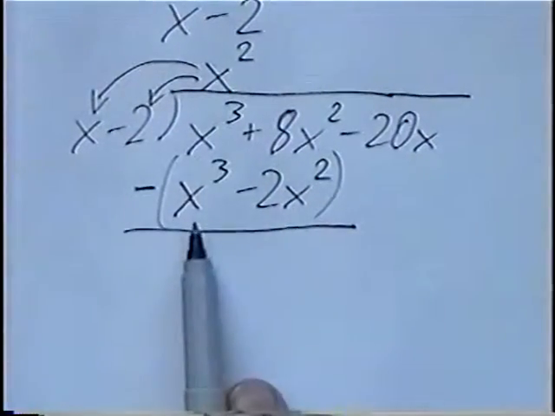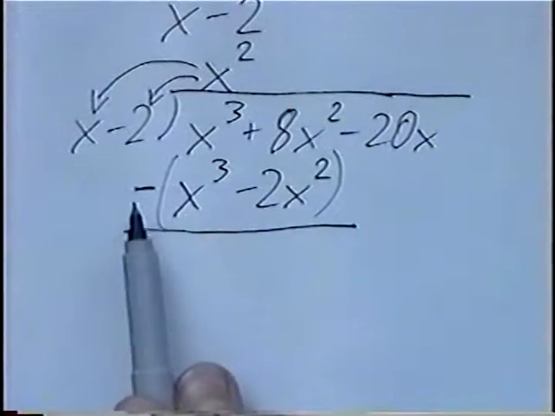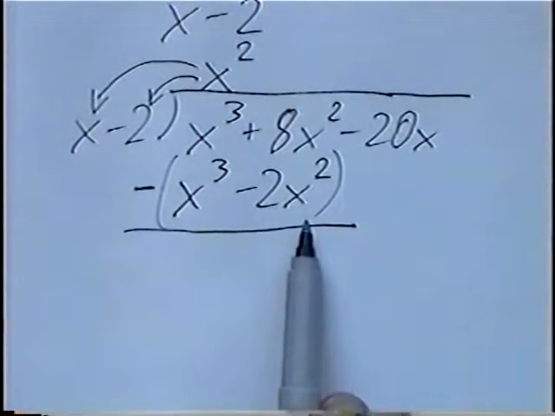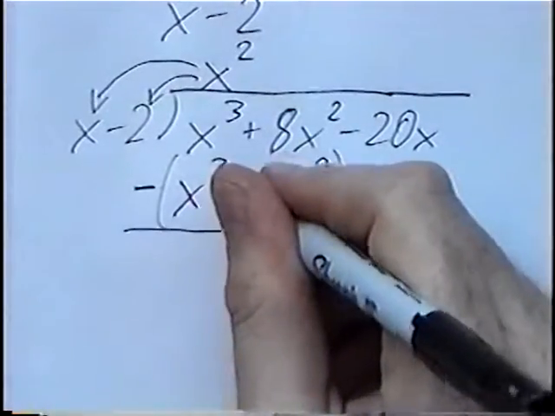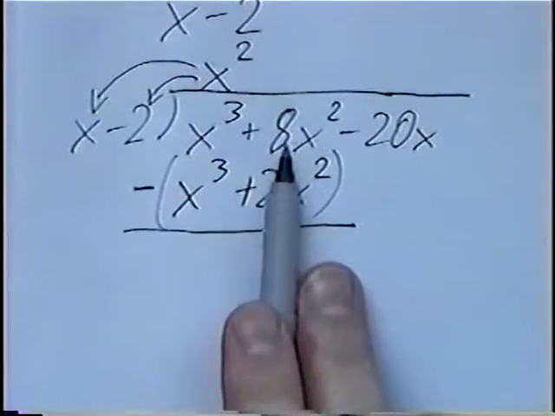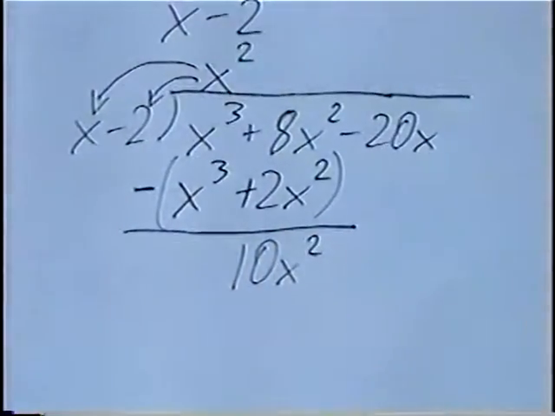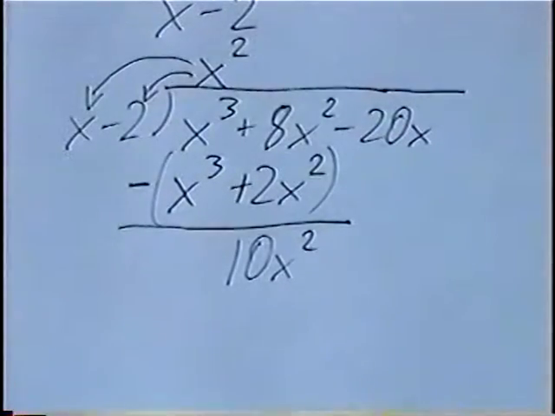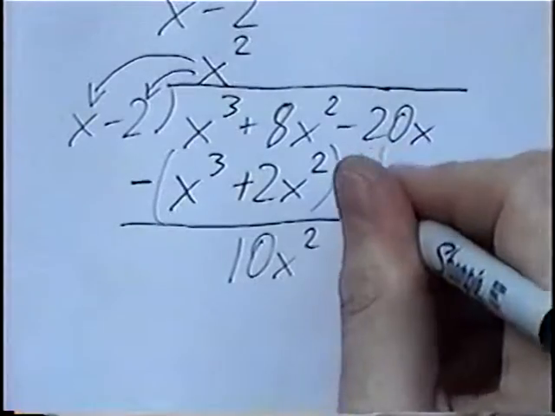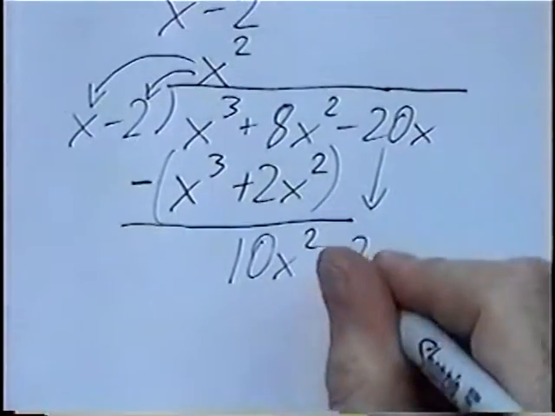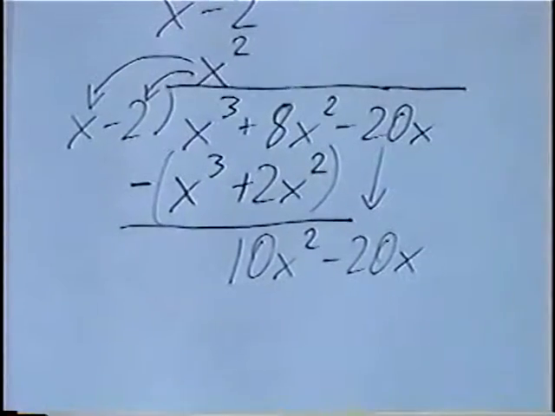X cubed minus x cubed would cancel out, and we'll have 8x squared minus a negative 2x squared. Since we're subtracting a negative, this will actually be adding 2x squared. 8x squared plus 2x squared would be 10x squared. Remembering these steps for long division, after we subtract, we can bring down the next term, which is negative 20x, and we'll repeat the process.